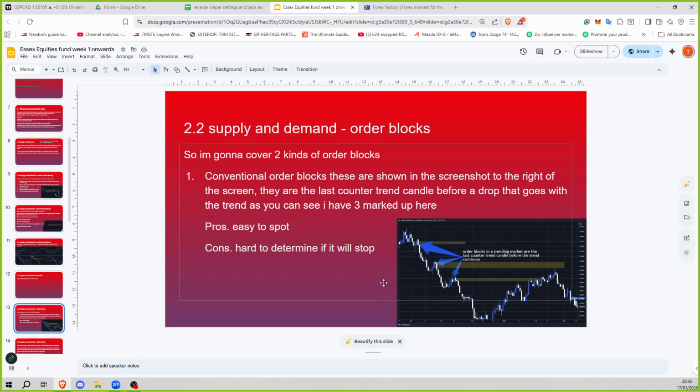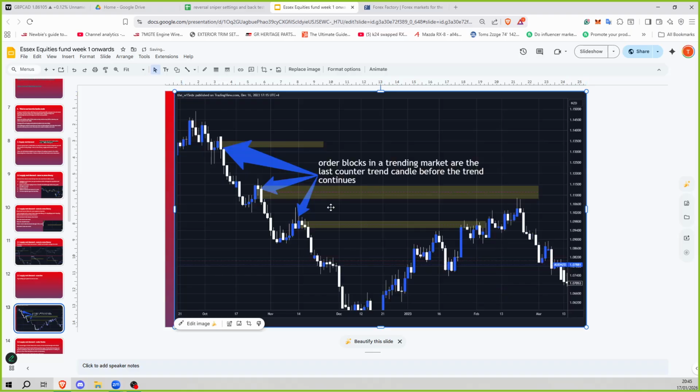Order blocks. This one's slightly different. This is probably the most different one of all the categories we're going to go into. The reason I say that is because they are just drawn differently. Here, if I zoom that one out, you can see it's the last, in this style of them, if we're looking in the downtrend, it's the last upward candle in a retracement.